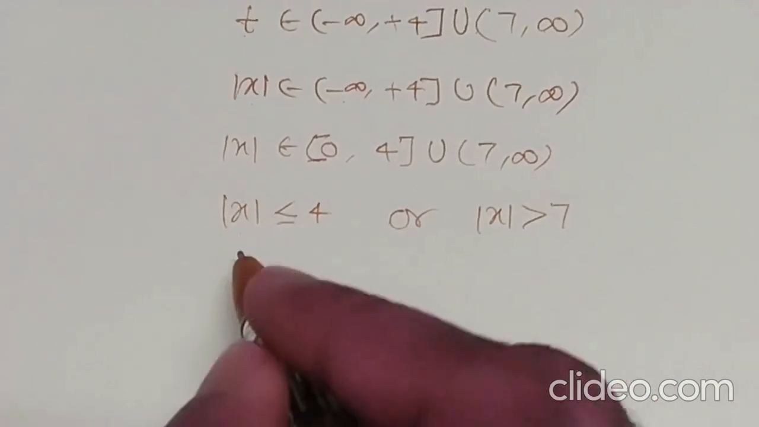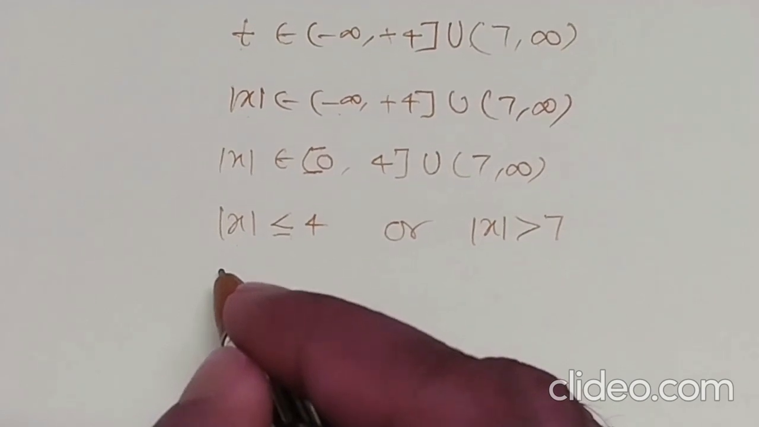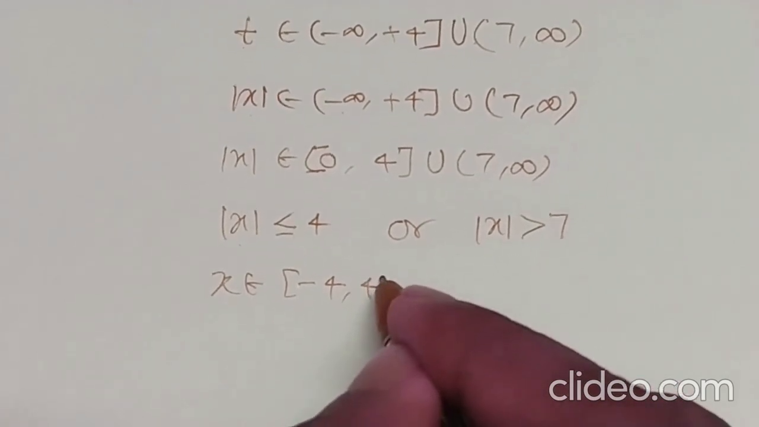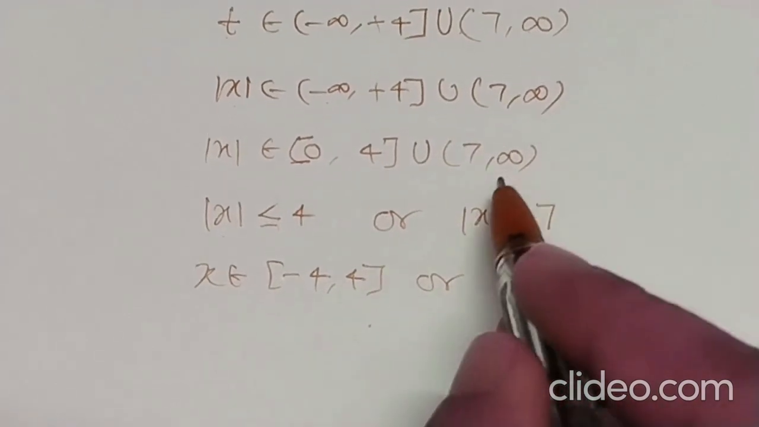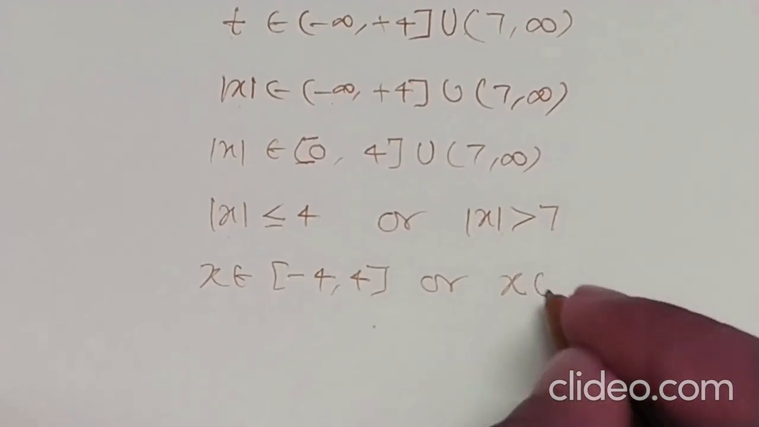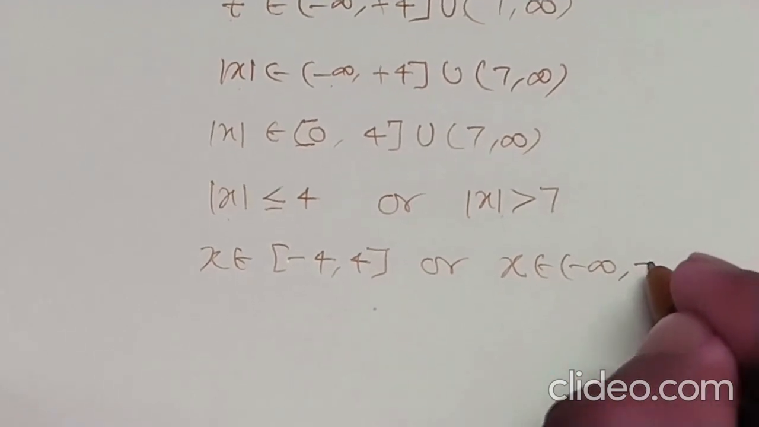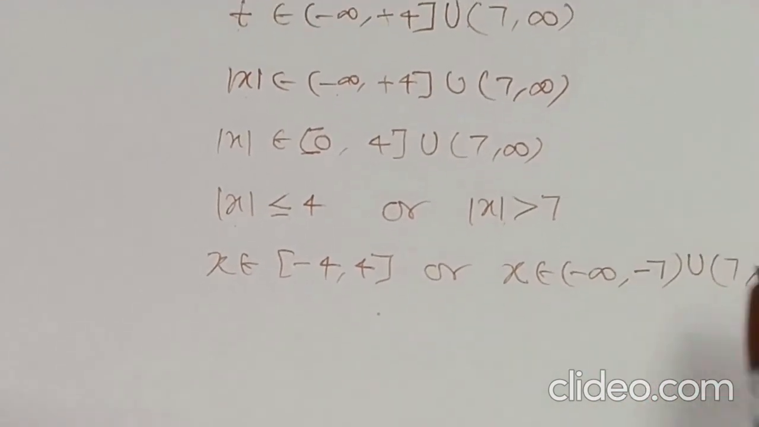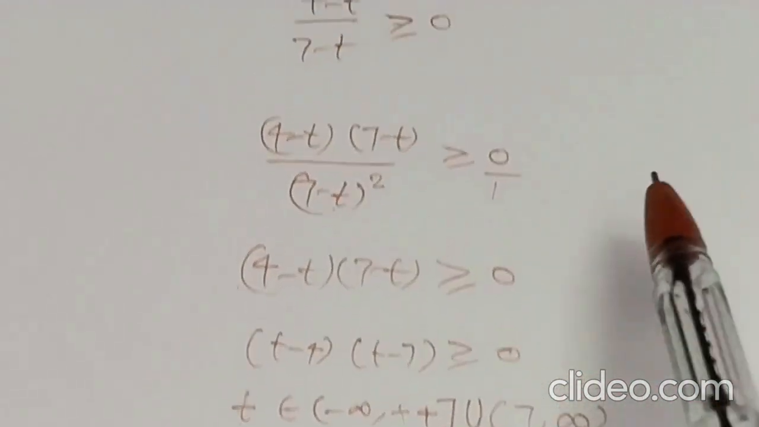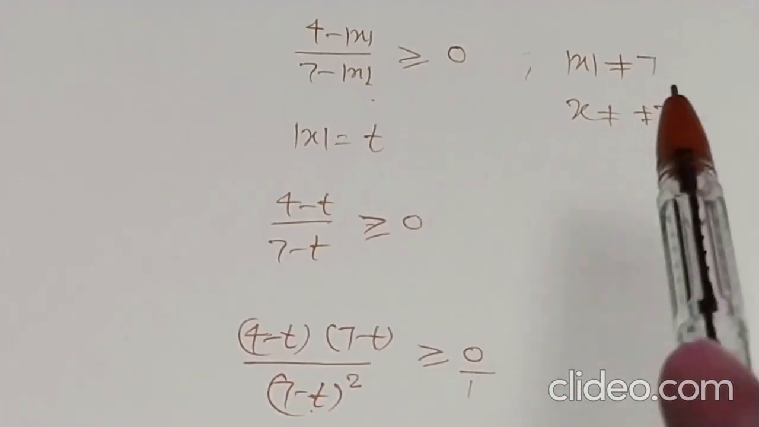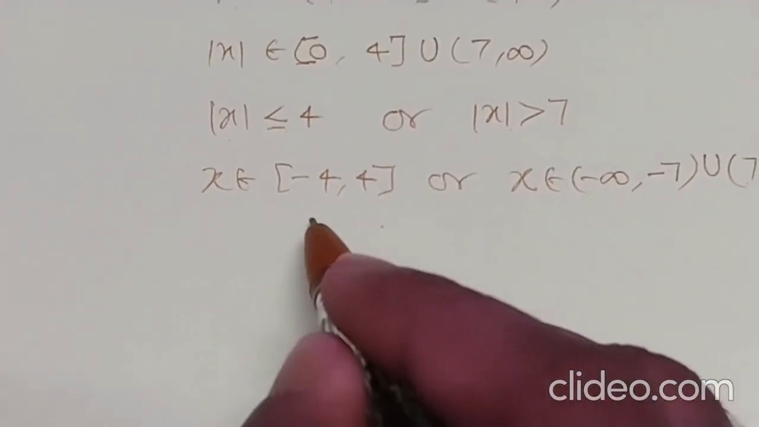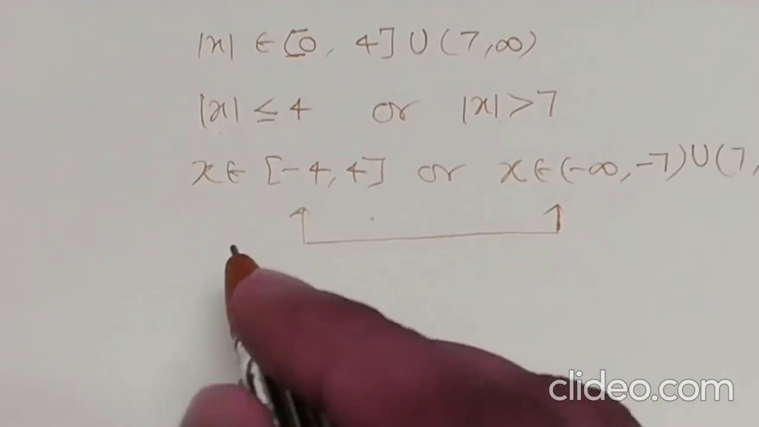So from here we can say that x belongs to [-4, 4], or from this condition we can say that x belongs to (-infinity, -7) union (7, infinity). 7 we don't have to include because we have seen in the start that x cannot be plus or minus 7, so we have to always exclude -7 and 7. Now we have to take the union of these two conditions. So what will we get?